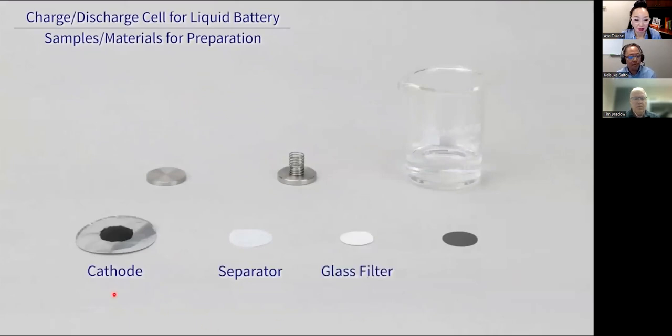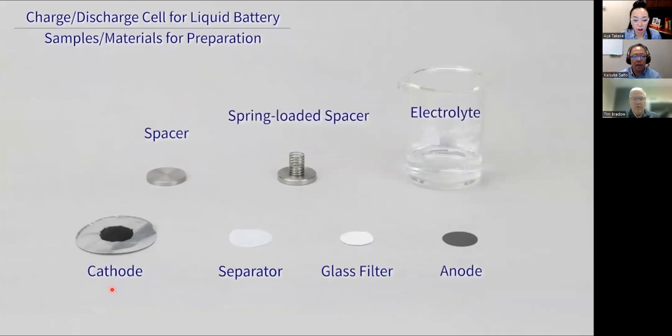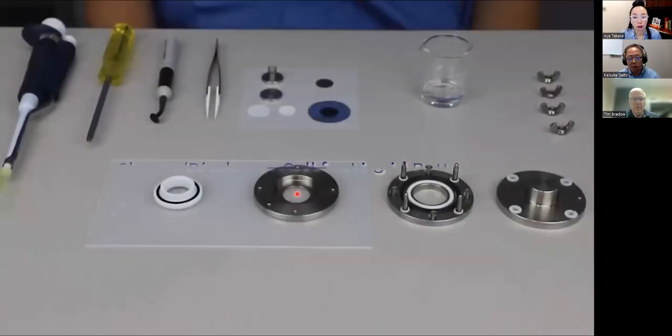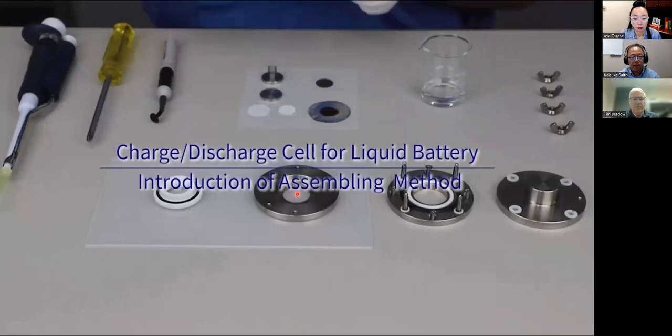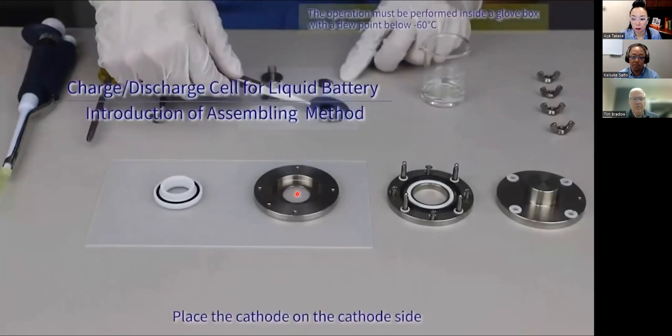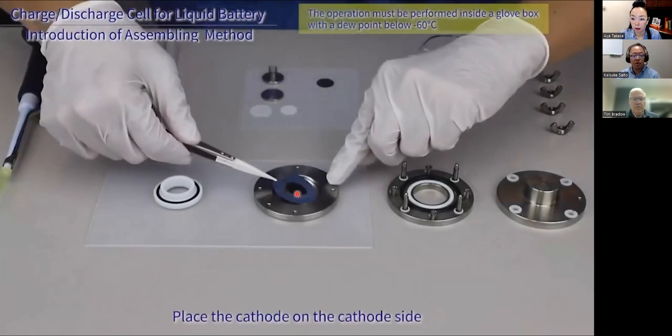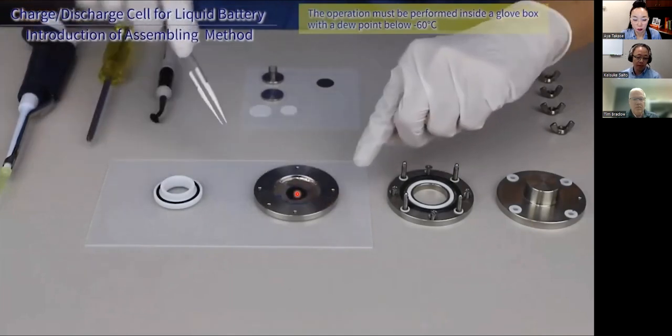So we need to prepare the cathode. In this case, an aluminum current collector or X-ray window, and then the cathode is pasted on top of it. Separator and a glass filter and anode. Spacer, spring-loaded spacer, typically they are supplied together with the sample holder. And now we are going to assemble. First we need to place a window for X-ray or cathode.